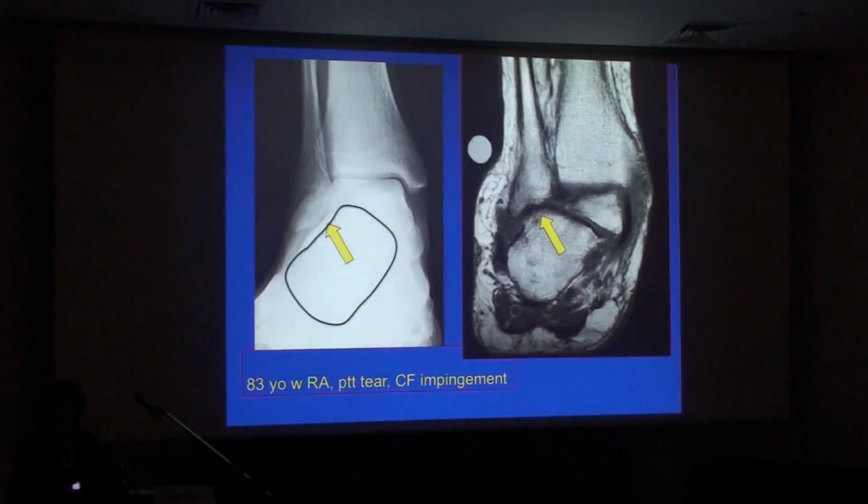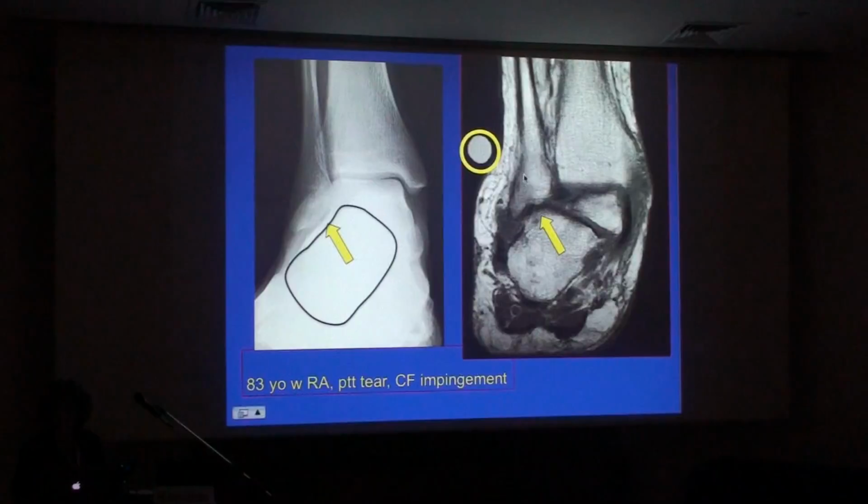And this is back to that same patient. So this is an 83. Now I can tell you the history. 83-year-old with rheumatoid arthritis, posterior tibial tendon rupture, and extra-articular impingement, or in this particular case, calcaneal fibular impingement. Notice where my marker is. Even though this patient has PTT tear, you'd think he would hurt medially, but he actually hurts laterally.